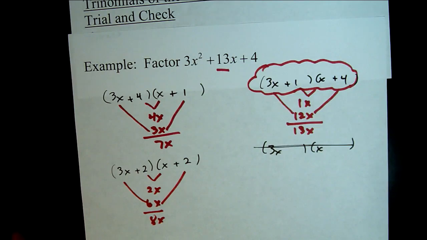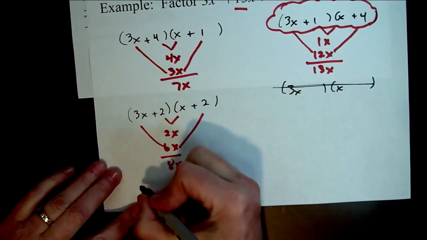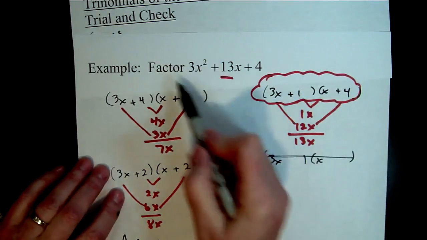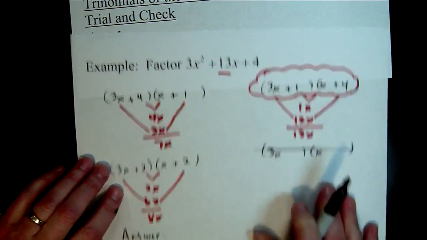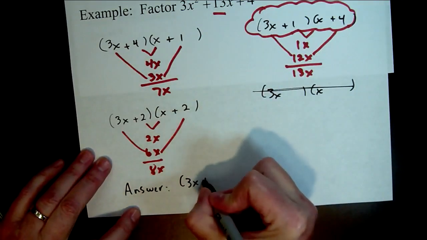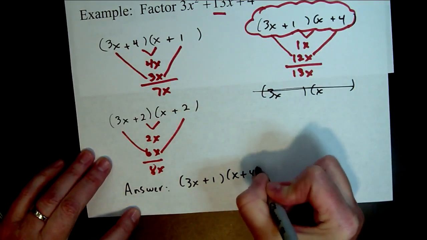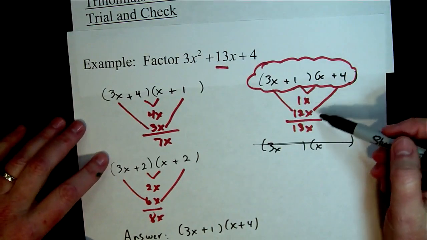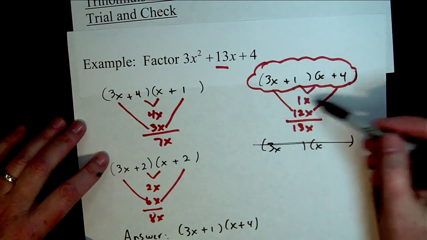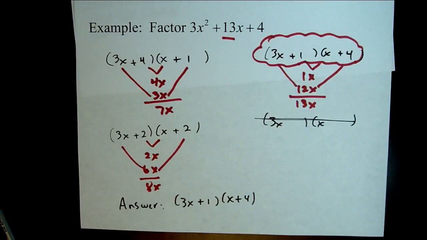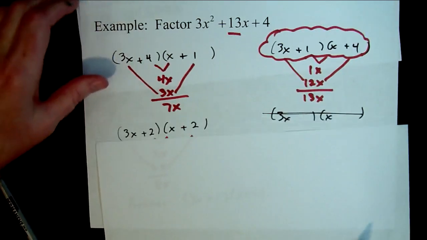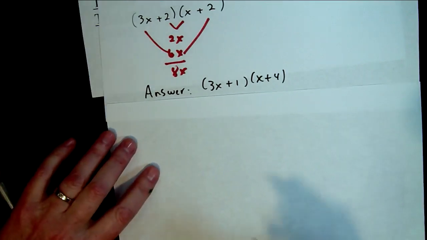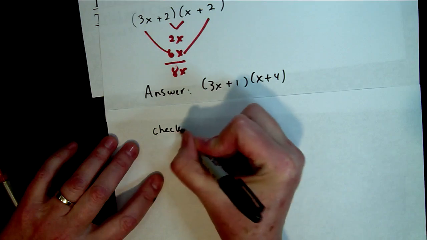Okay, so our answer, our multiplication problem that would give you this polynomial, is 3x plus 1 times x plus 4. Now, built into this trial and check method is really your check of your answer. But especially if I was taking a test or a quiz, I certainly would not leave early without doing a more formal check of my answer, just in case something went wrong somewhere.